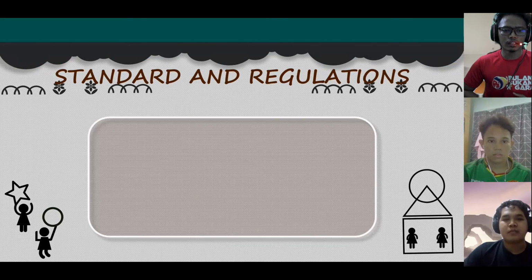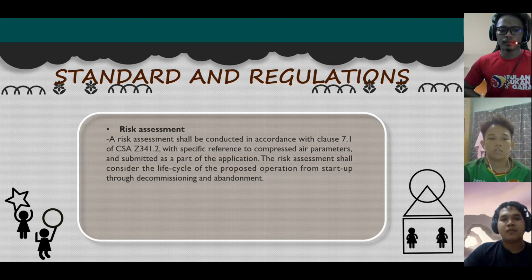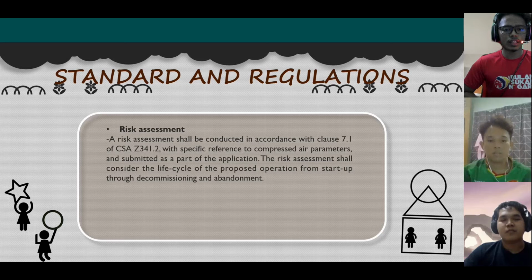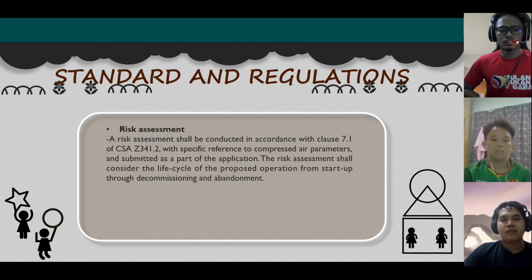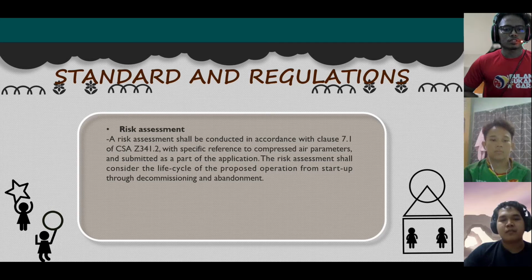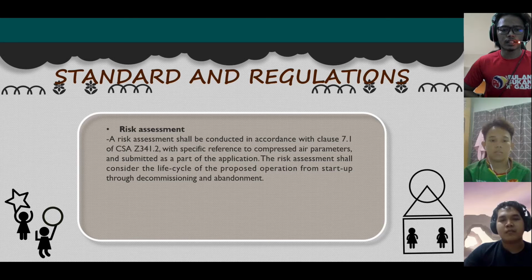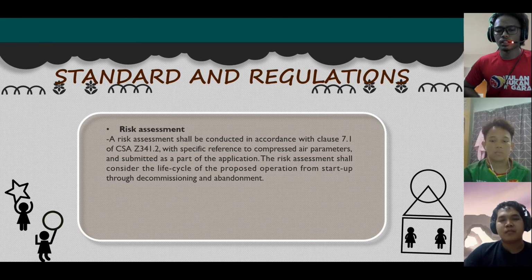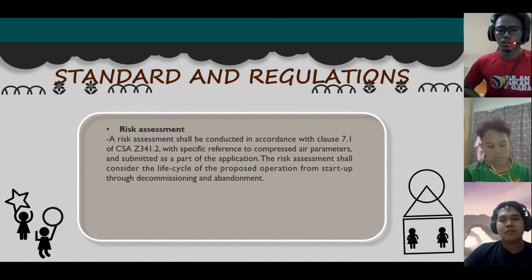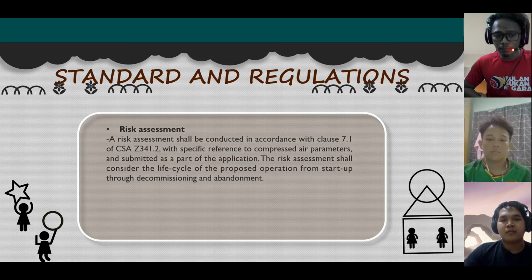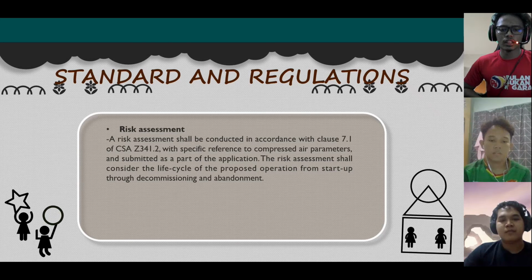And the fifth standard and regulation is risk assessment. A risk assessment shall be conducted in accordance with clause 7.1 of CSA Z341.2, with specific reference to compressed air parameters, and submitted as part of the application. The assessment shall consider the life cycle of the proposed operation from start up through decommissioning and abandonment.